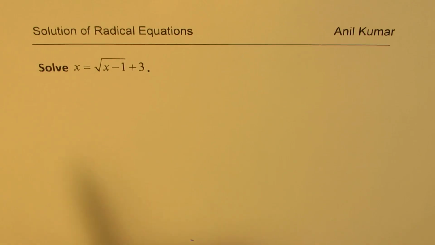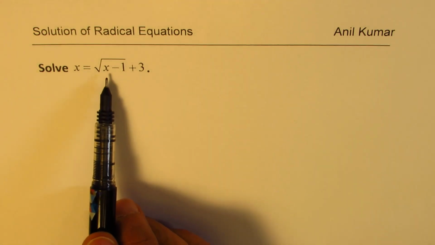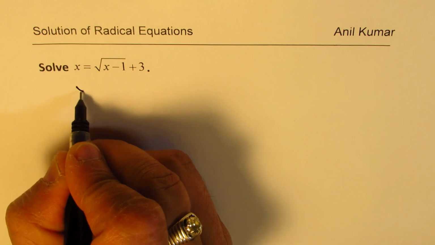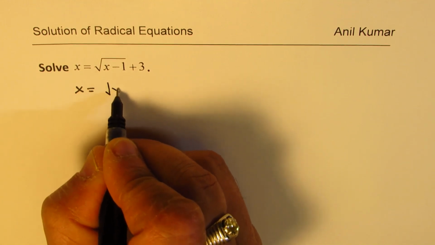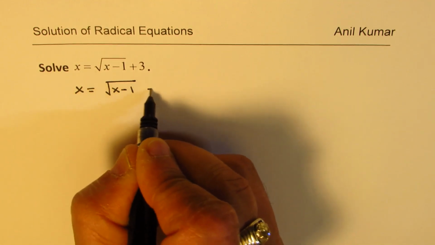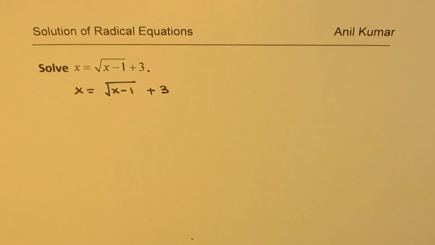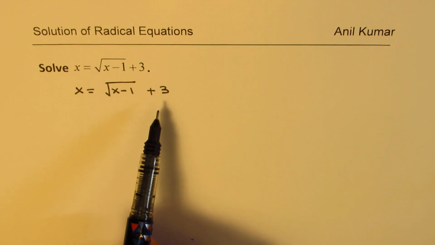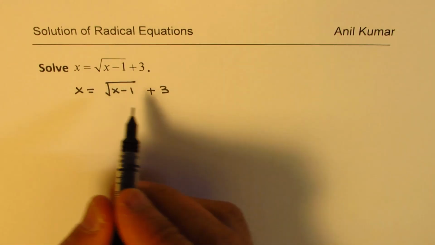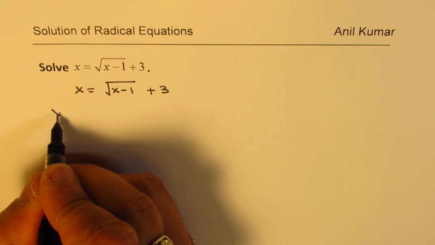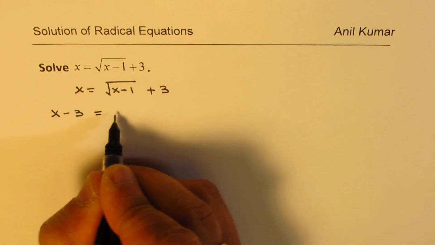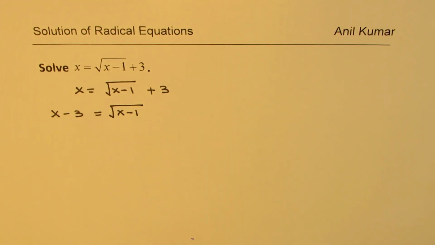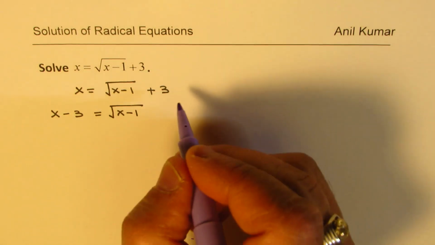Let us solve the equation x equals to square root of x minus 1 plus 3. So let me rewrite this equation. It is x equals to square root of x minus 1 plus 3. So in this equation, to solve, we should first rearrange and then square both the sides. So we'll bring 3 to the left side. So we get x minus 3, which is equal to square root of x minus 1. So we kind of isolated the radical part.